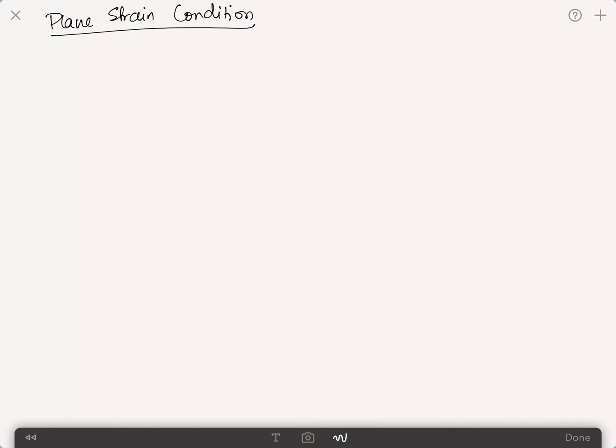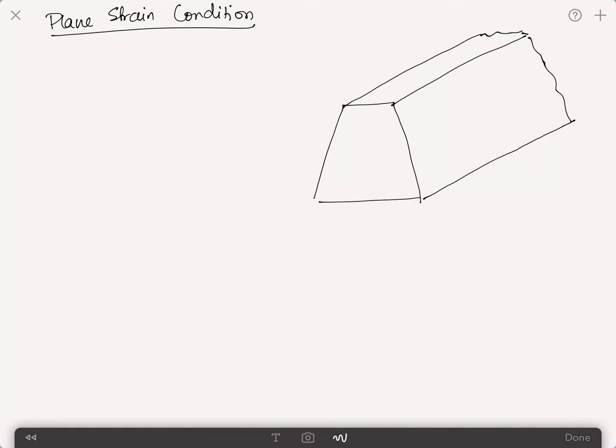For this plane strain condition, let's start with a simple example. Let's say that we have a structure of a dam. A dam is a structure that actually blocks water across a certain length, generally placed in front of very large rivers, so that the water cannot flow across it, and you let it through only when you need to. So basically you can control the flow of water.